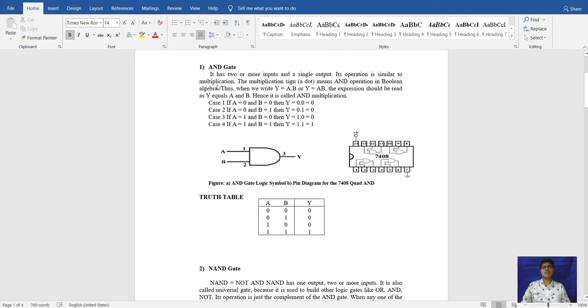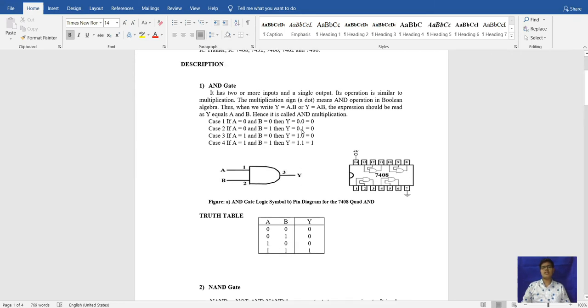So the first gate is the AND gate. The AND gate has two or more inputs and a single output. Its operation is multiplication. So the AND gate multiplies, and the truth table inputs are 0 0, 0 1, 1 0 and 1 1. When we multiply A and B, these two inputs, into a single output, we get this result, that is 0 into 0.